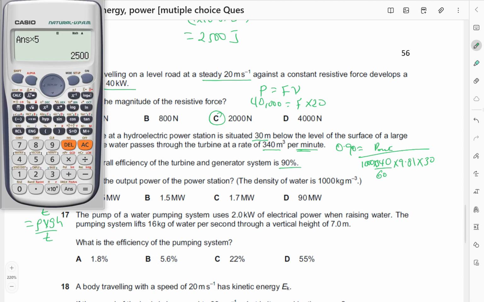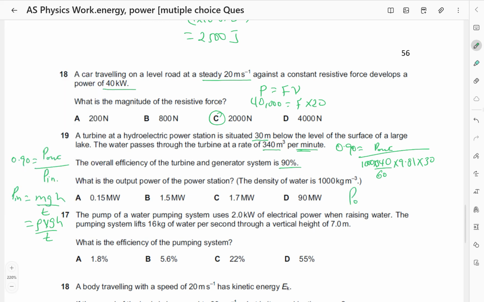So I'm just going to press my calculator to make power out the subject. So I have 0.9 times 1000 times 340 times 9.81 times 30 divided by 60. So that is 1.5 times 10 power 6. So power out is 1.5 times 10 power 6 watts, which is going to be 1.5 megawatts.